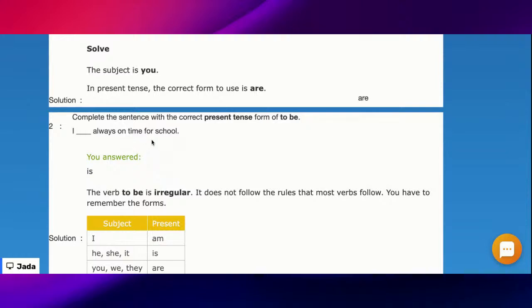I dash always on time for school. It is: I am always on time for school. I is the only one that goes with am. Okay, so I only goes with am. You can never say he am. No, that doesn't make sense. But I am is the most suitable. It goes together.